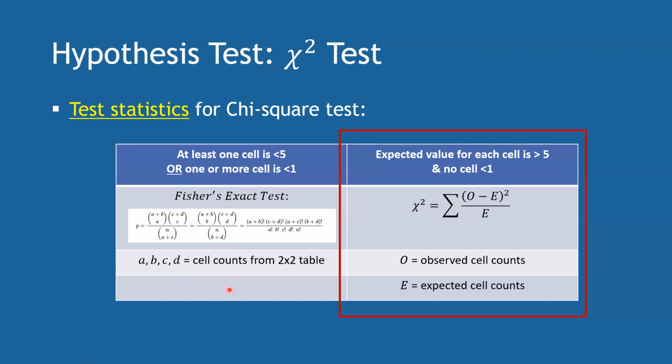So in those situations where the sample size isn't sufficiently large, what we would do is use a Fisher's exact test, which is based off of different permutations to calculate the probability for the test. But for this class, we're going to focus on the right-hand column, which is using a chi-square test statistic.